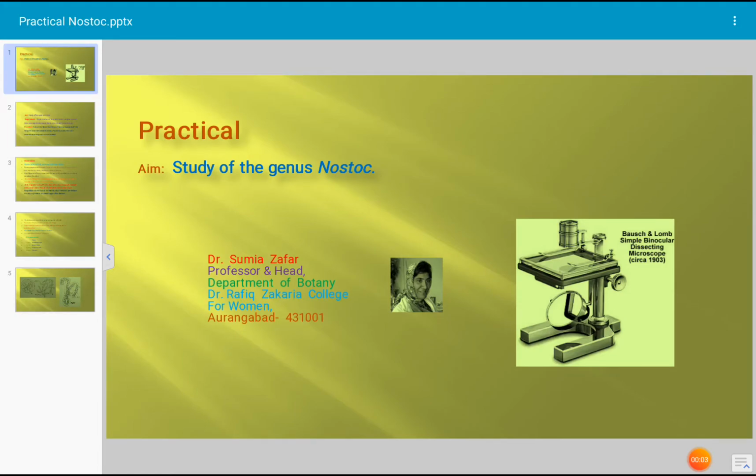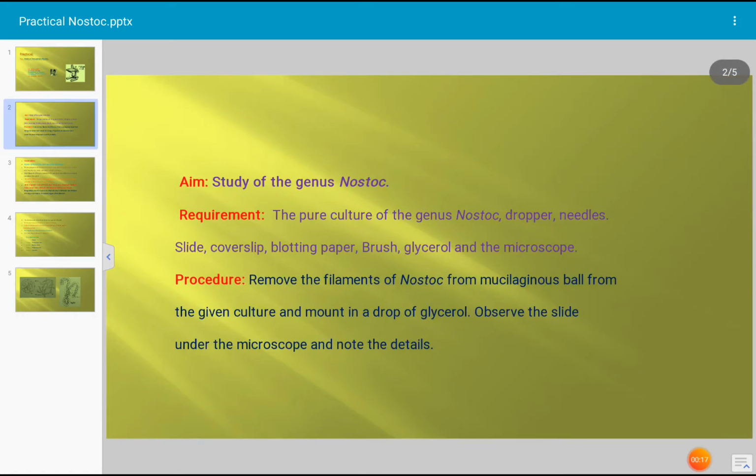Today's topic for discussion is a practical of algae, and the name of the practical is study of the genus Nostoc. Nostoc is a blue-green algae. Let us see how to do the practical of Nostoc.